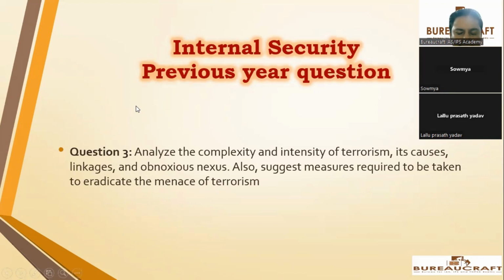Analyze the complexity and intensity of terrorism. It causes linkages, see, the linkages between terrorism and the problems. They are talking about complexity and intensity of terrorism. The definition of terrorism is itself a complexity, and that is given in the book itself. Okay, so you just read them, you'll be able to answer. Then also suggest measures required to be taken to eradicate the menace of terrorism. Okay, you can very well do that.